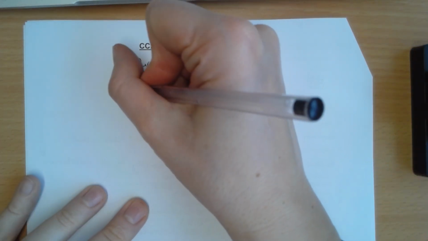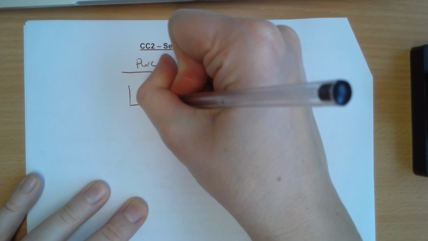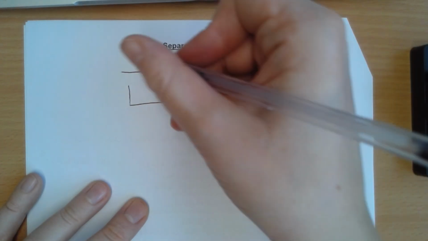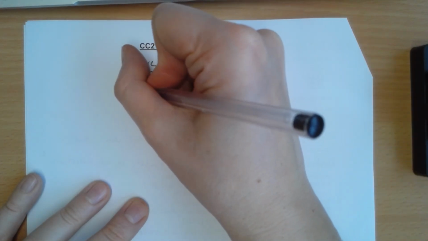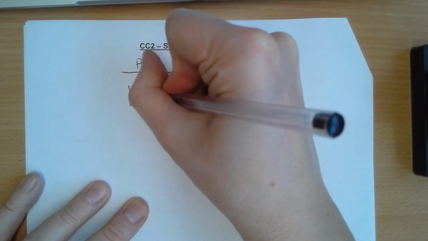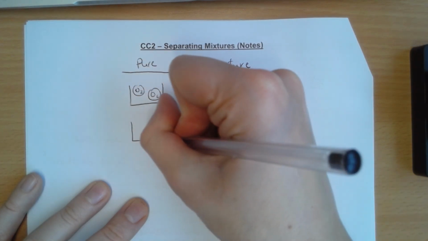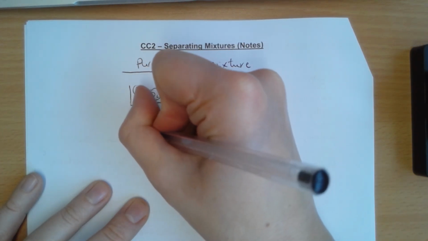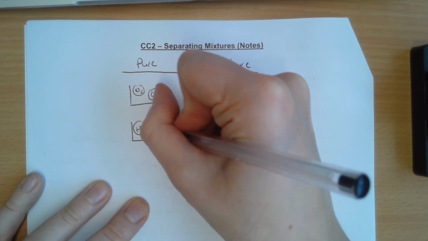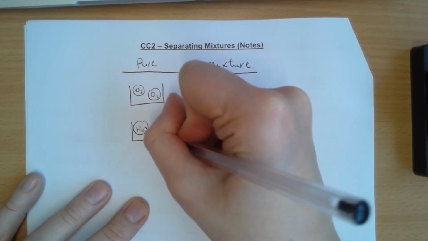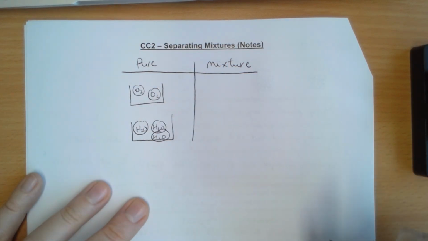So if something is pure, you should only have one type of substance. So if I had a beaker that contained, let's say, pure oxygen, I should have O2 in there and absolutely nothing else. If I had a beaker that was pure water, water is H2O, so I should have H2O in my beaker of water and I shouldn't have anything else.